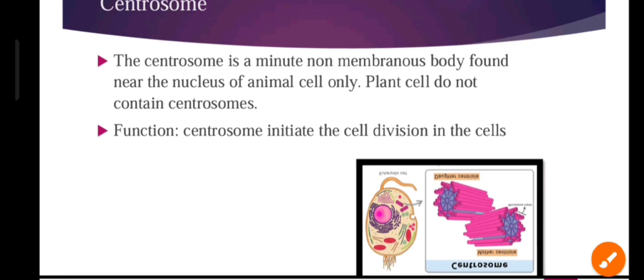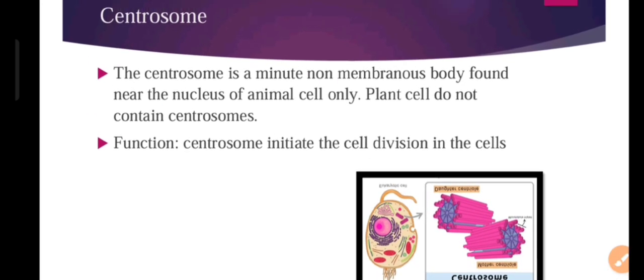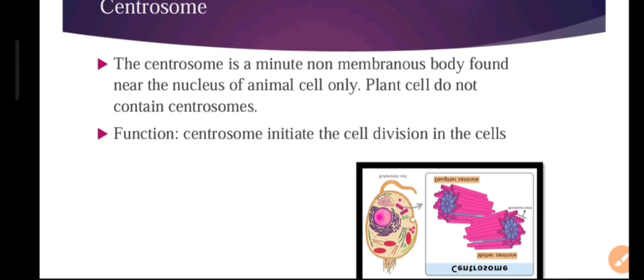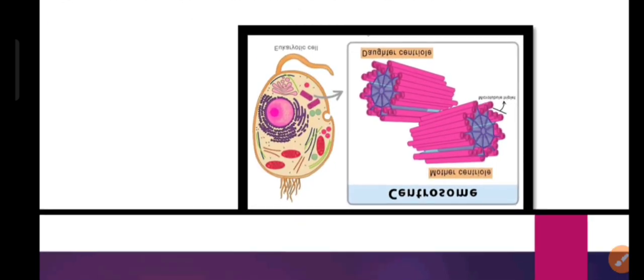Coming to the centrosome. The centrosome is a minute membranous body found near the nucleus of the animal cell. We can't notice the centrosome in the plant cell. The centrosome helps during cell division. It initiates the cell division. Okay, these are the centrosomes.